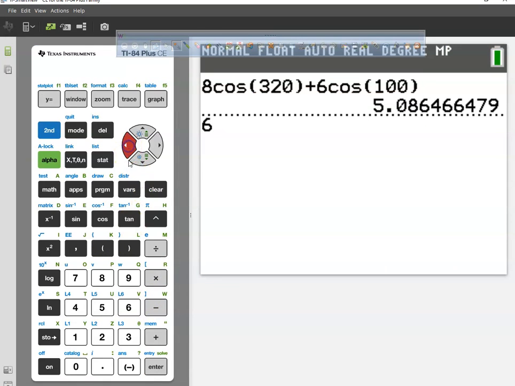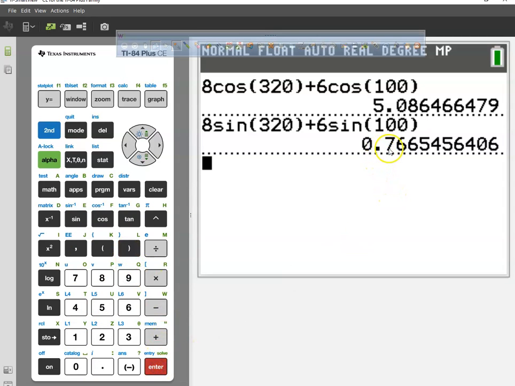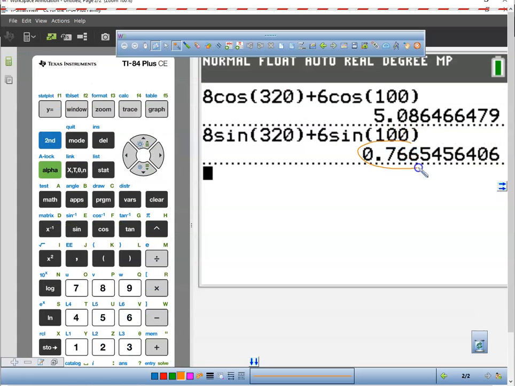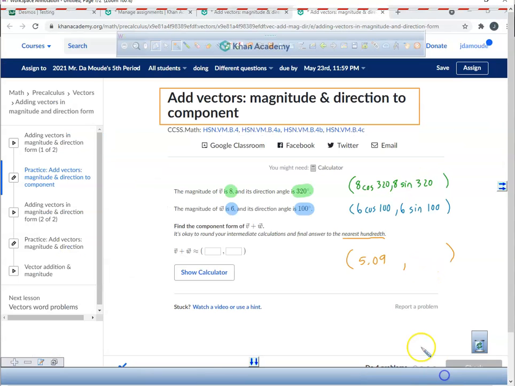Oh wait, sorry. 8 sine 320 plus 6 sine 100. There we go. What does it give us? 0.766. So what am I going to do? 0.767 because that rounds. Oh wait, no, never mind. Nearest hundredth. I was doing thousandths. 0.77. My apologies. So there you go.